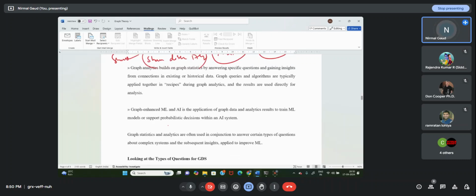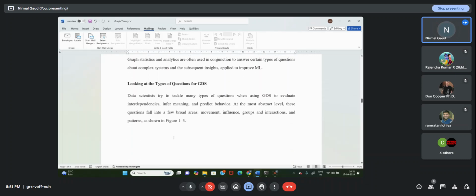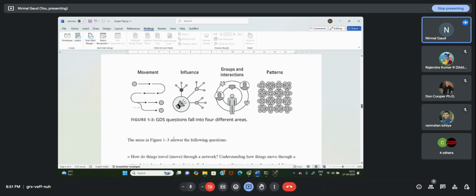Okay, so graphs enhance machine learning and artificial intelligence applications in the form of graph data, and it makes analytics much easier. If you can represent the data, if you connect the data, if you show the relationship between the nodes, this obviously makes things easier for us. All right, fine. So yeah, these are some applications.